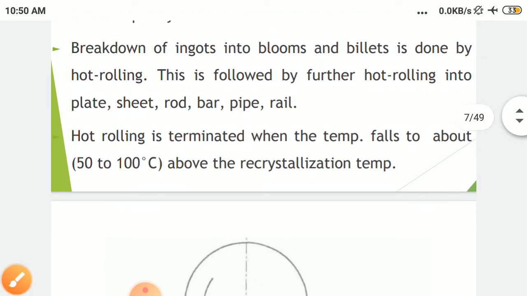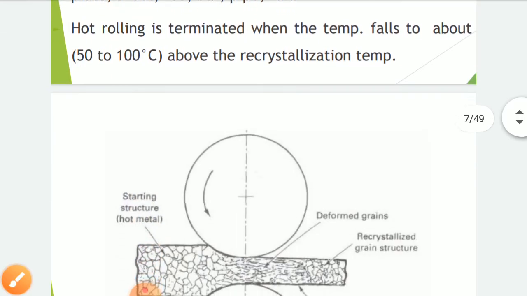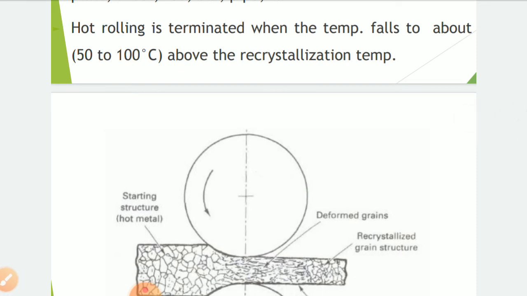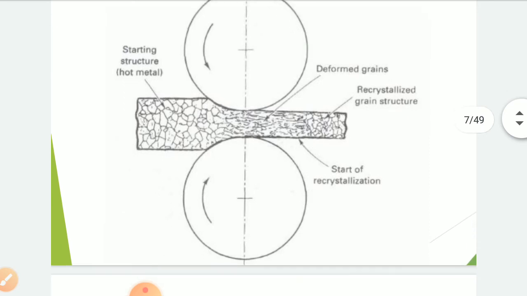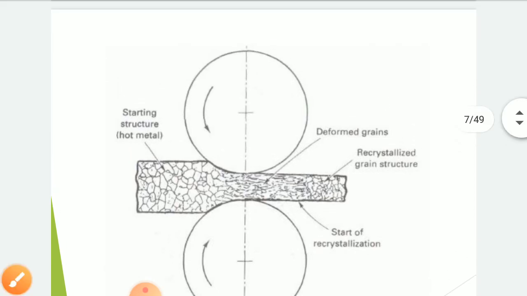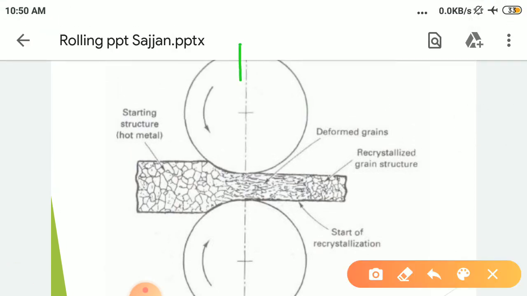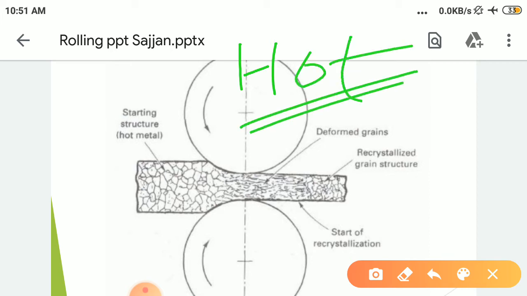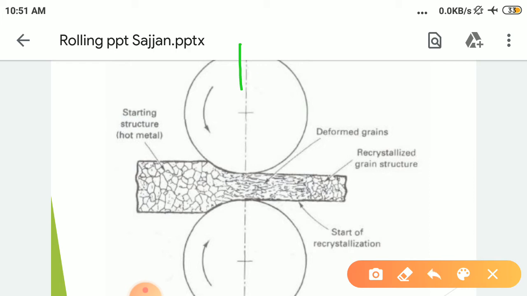And generally hot rolling is done about 50 to 100 degrees centigrade above the recrystallization temperature. Now, how will the grain structure change in case of hot rolling? So remember, this is hot rolling. In case of hot rolling, how will the grain size change? Look here, let me explain in detail.